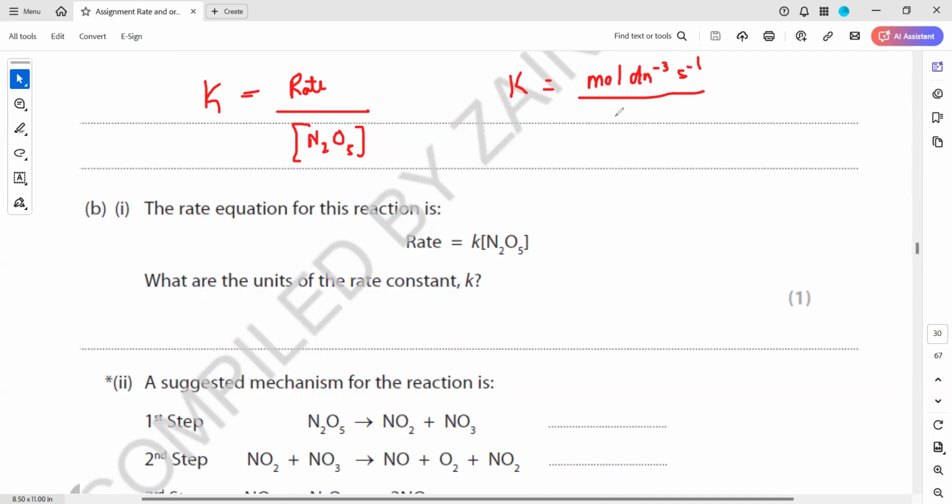And what is the unit of concentration? The unit of concentration is moles per dm cube. So it means mole per dm cube will cancel with mole per dm cube. So what are we left with? We are left with second inverse, or 1 over second. That will be the unit of this k. Is it clear? Yes, sir. Okay.